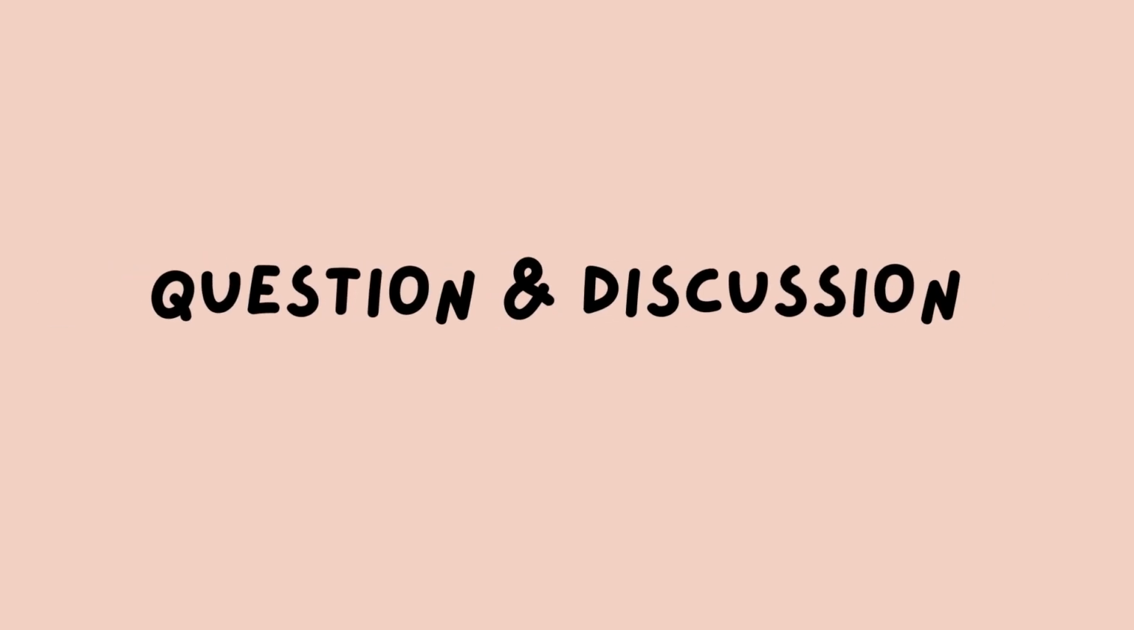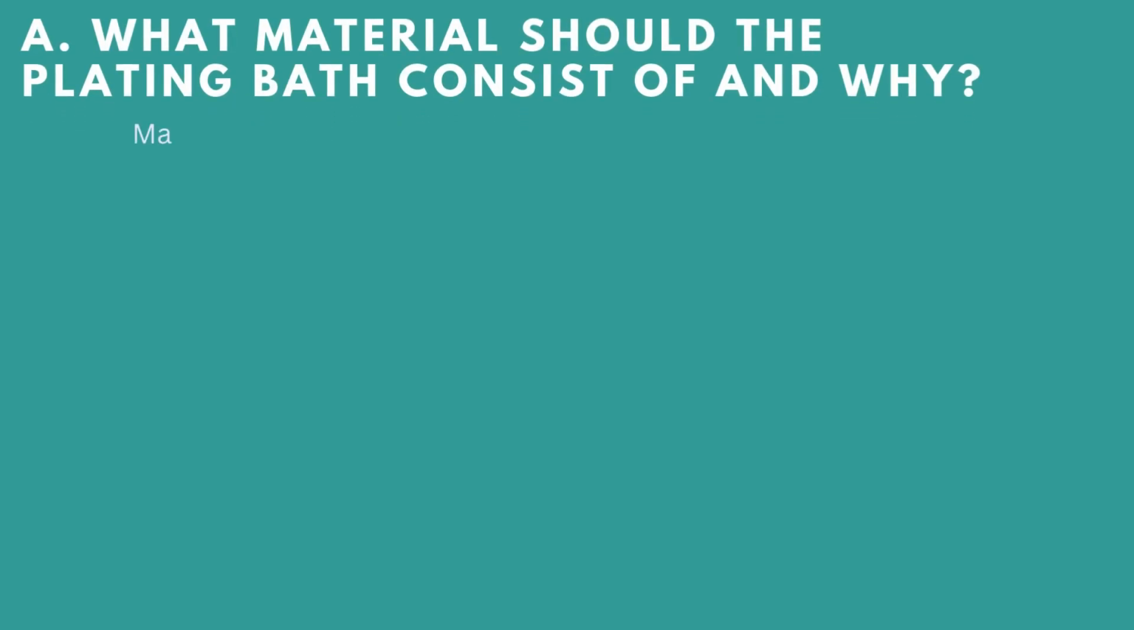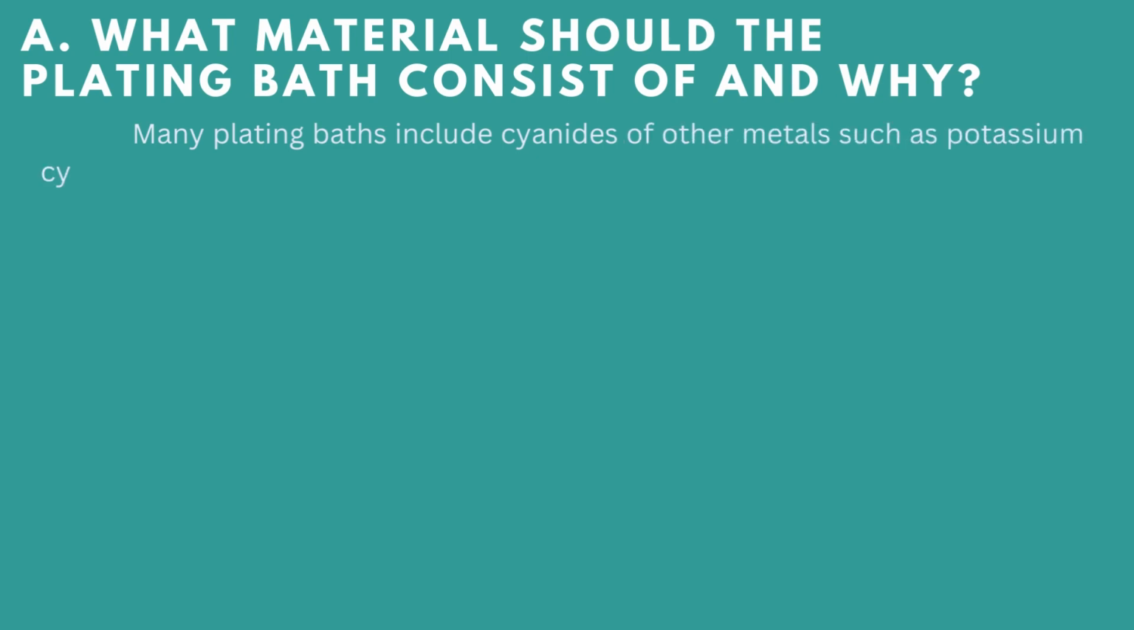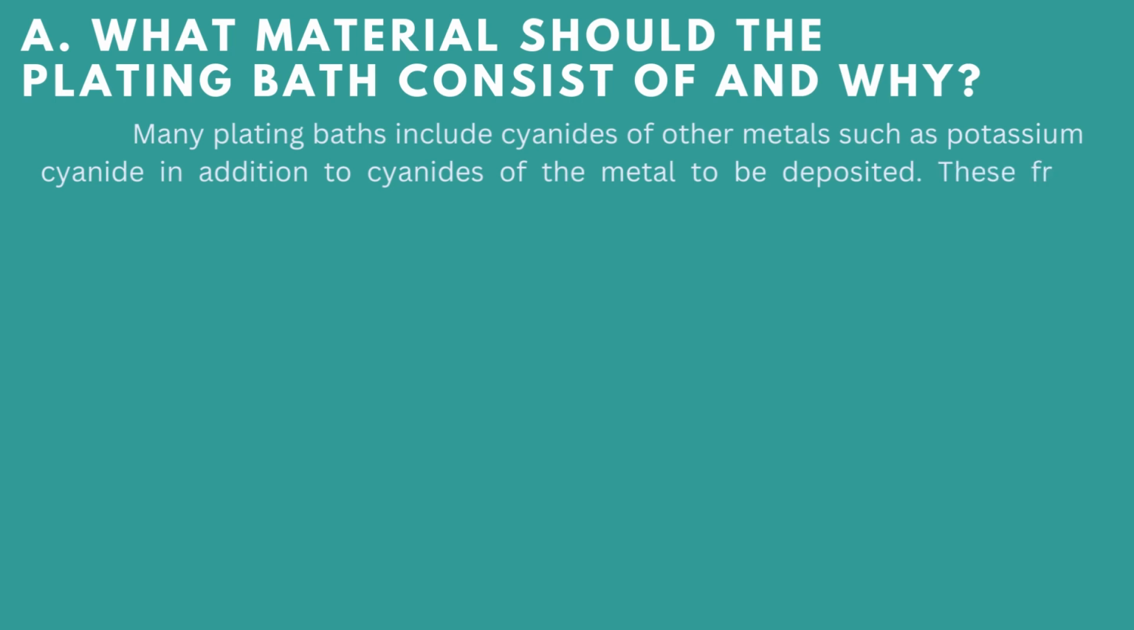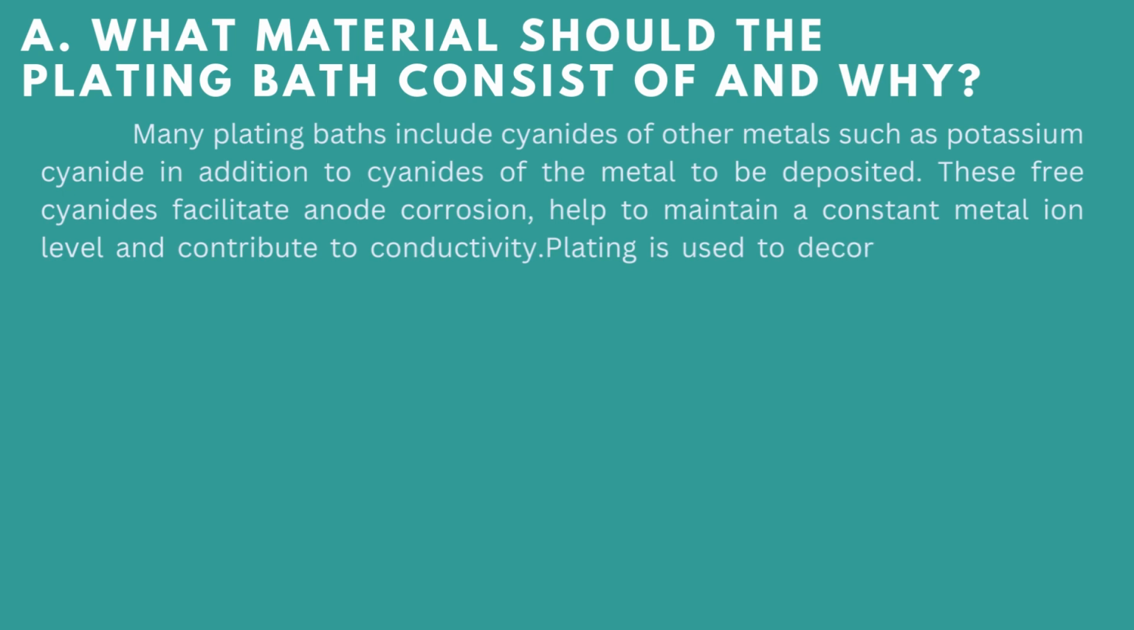Next, I will present the question and discussion part. What material should the plating bars consist of and why? Many plating baths include cyanides of other metals such as potassium cyanide in addition to cyanides of the metal to be deposited. This free cyanide facilitates anode corrosion, helps to maintain a constant metal ion level and contributes to conductivity.